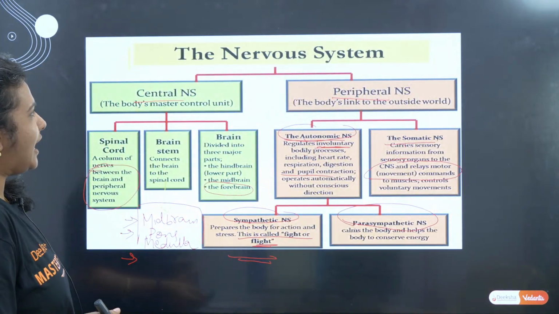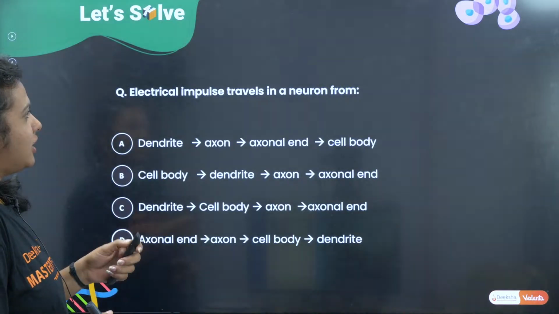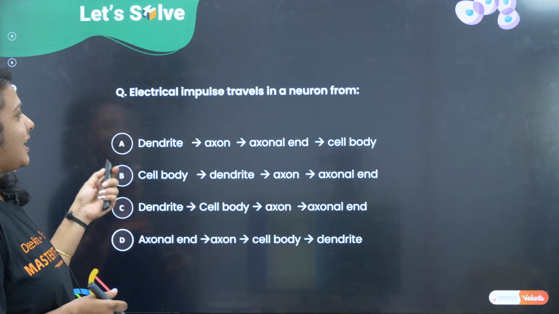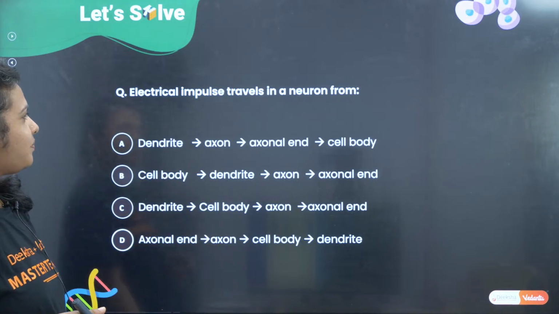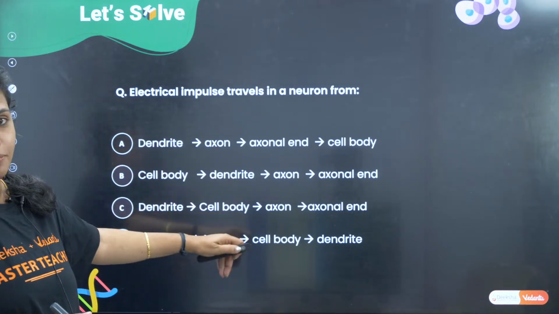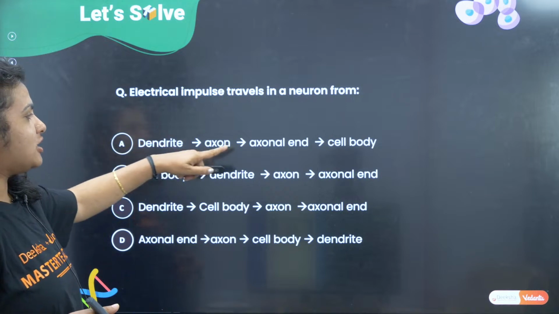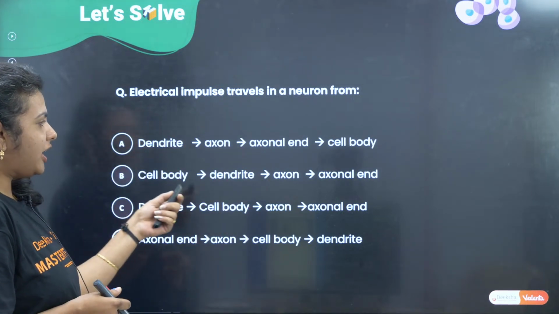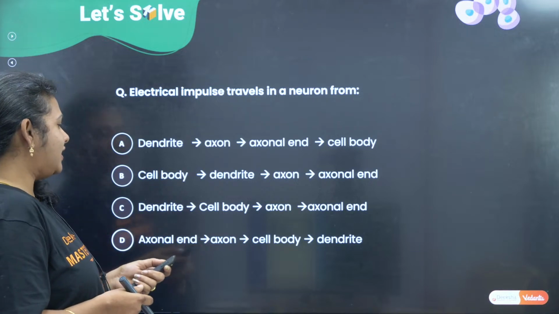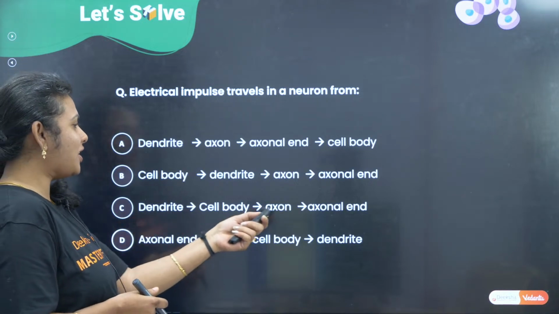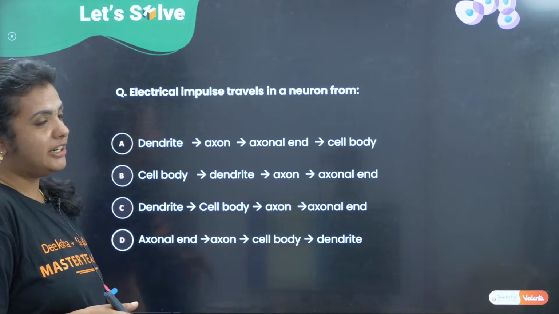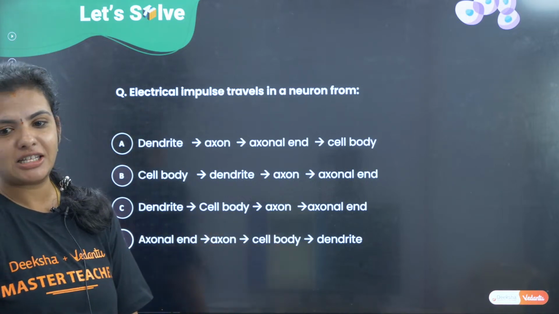Okay. So plant produces abscisic acid to overcome this stress. All right. So we'll take up the questions of the previous year question papers. The first question says, electric impulse travels in a neuron from. You have 4 options here: dendrite, axon, axonal end; to cell body, cell body, dendrite, axon, axonal end; dendrite, cell body, axon, axonal end; axonal end, axon, cell body to dendrite. So you are going to give me the answer.